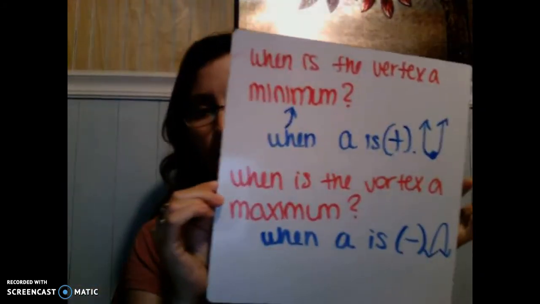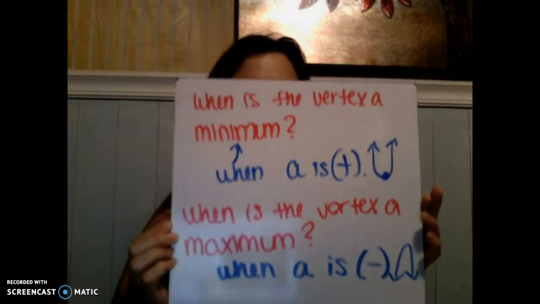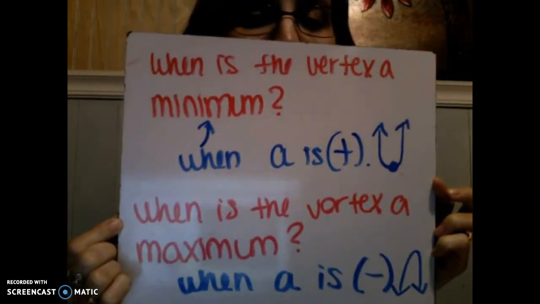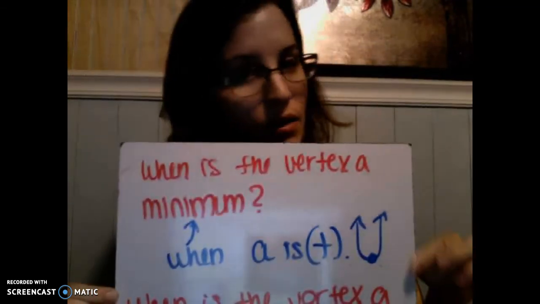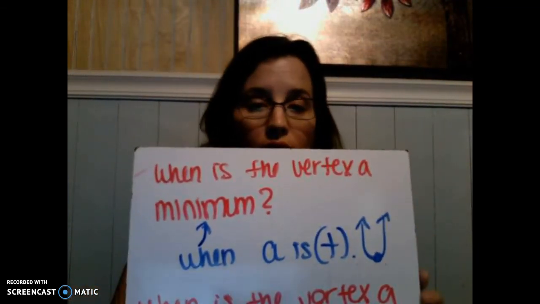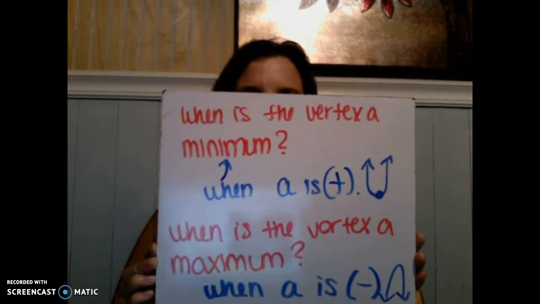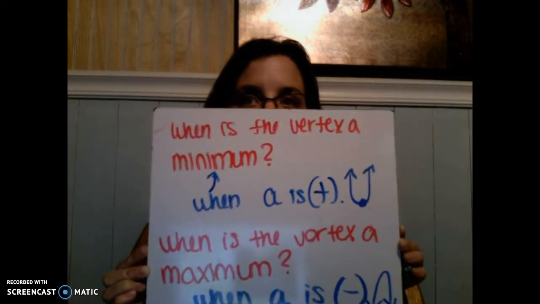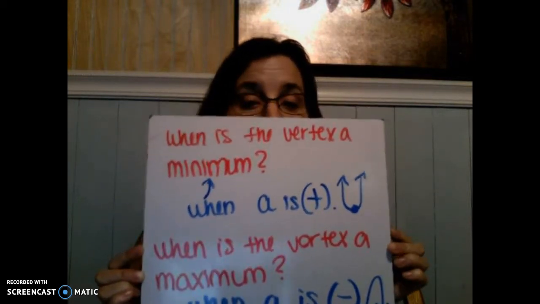Last but not least, this is number 5. The question was, when is the vertex a minimum? Well, you're going to have a minimum when the a in ax squared plus bx is positive. So when your a is positive, you're going to have a minimum, because positive means it's going up, which means you're going to have a, quote, floor, a minimum.